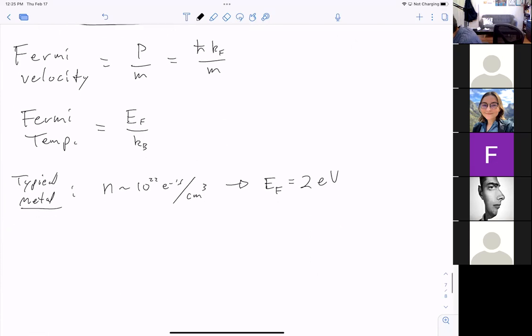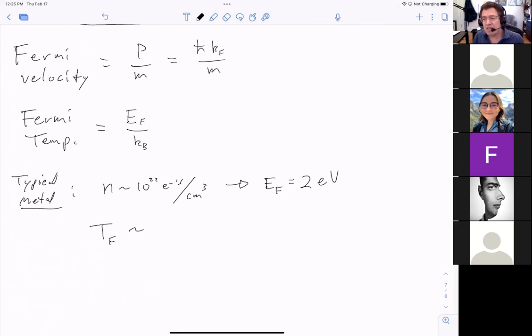And so that then leads us to a typical Fermi temperature. If the Fermi energy is around 2 electron volts, then what's the Fermi temperature? What's the temperature that we would associate with that energy? Now I'm just asking you to convert 2 electron volts into Kelvin. Can you guys do it? Somebody do that.